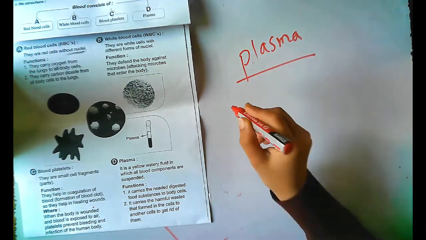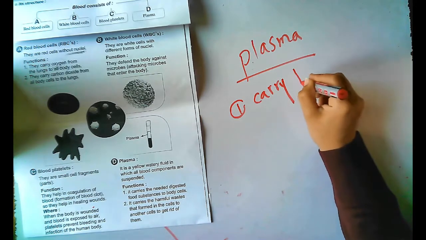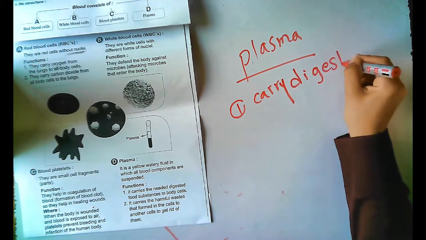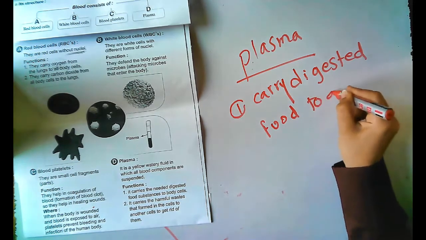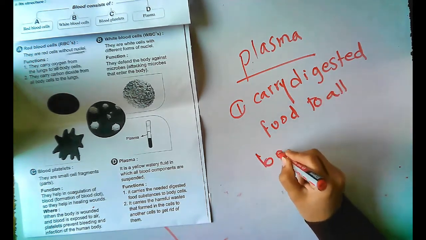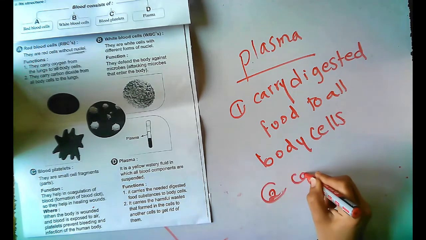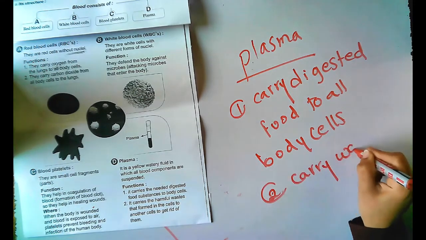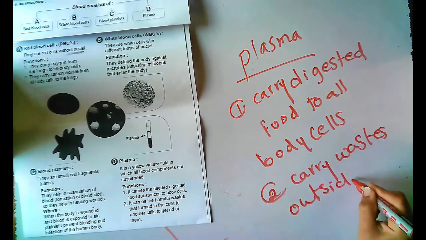Again, plasma is important: it carries or transports digested food to all body cells and carries wastes outside the body.